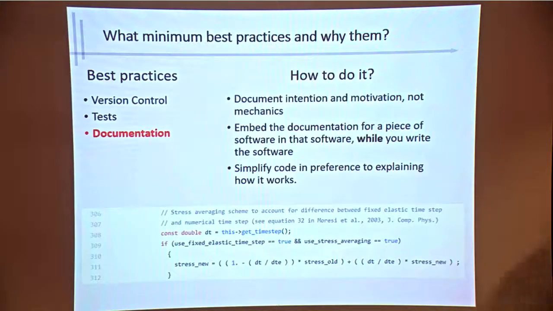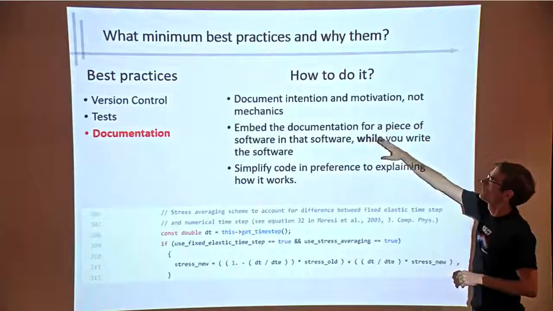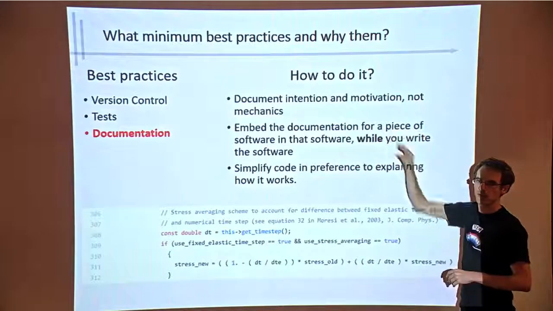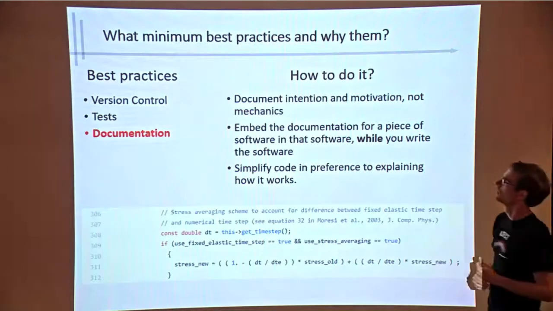Okay, so how to do it? There are some good points that I already talked about, and that is you should always document the intention and the motivation of the code here, and not the mechanics. You can usually figure out what is exactly happening mechanically by just looking at the code. You need to know about the intention behind this.